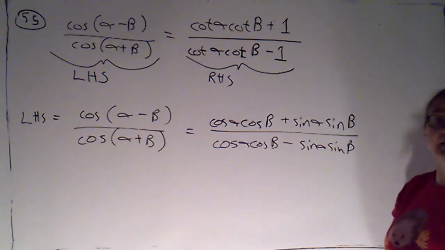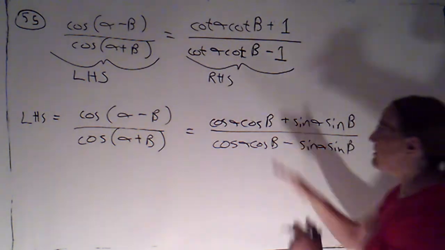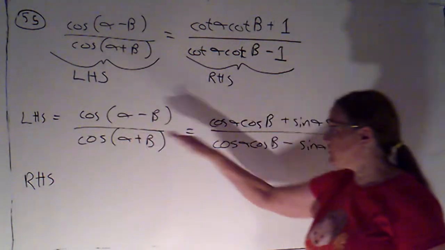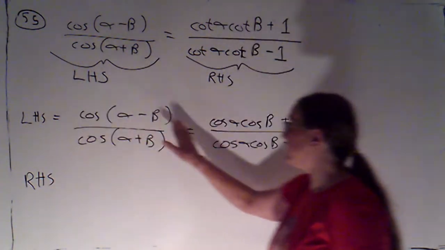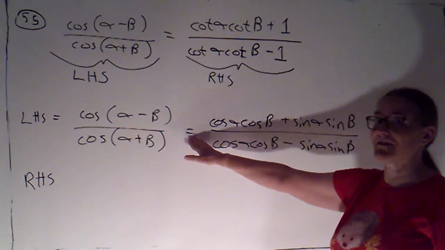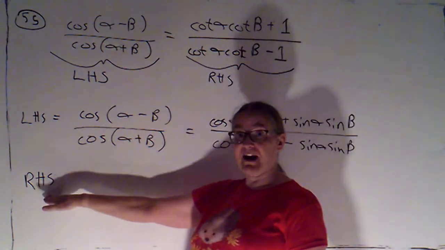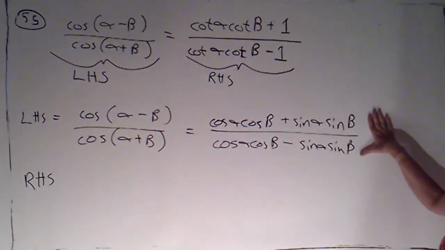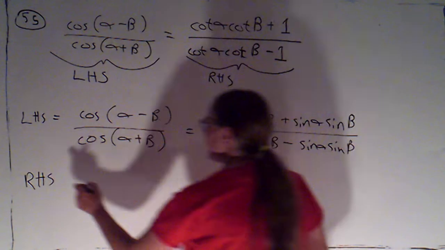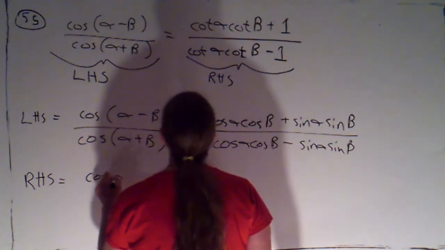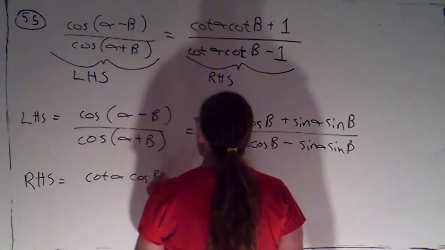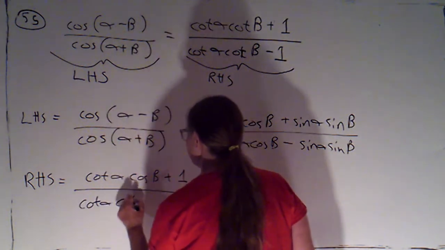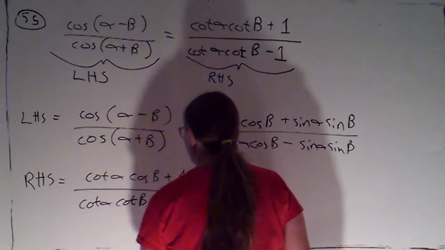I've simplified the left-hand side. Now I'm going to switch to talking about the right-hand side. So notice, because I'm doing a formal proof, anytime I was saying things were equal, I did write that equal sign. Now when I'm switching to the right-hand side, I'm not connecting it with an equal sign to this, which is the left-hand side. Okay, so the right-hand side was cotangent of alpha, cotangent of beta, plus 1 over cotangent of alpha, cotangent of beta, minus 1.